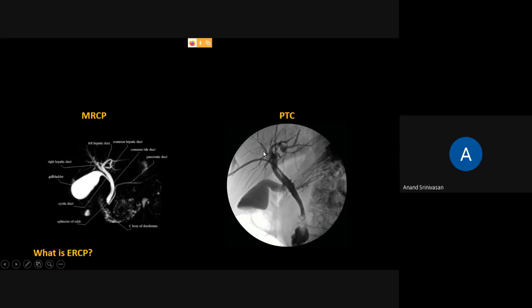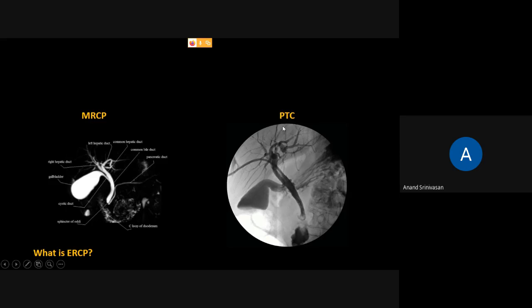Okay, the right hepatic duct they will find out. And then they will start injecting the contrast, so that will show all the hepatic ductules as well as the drainage of the bile from the liver until the duodenum.